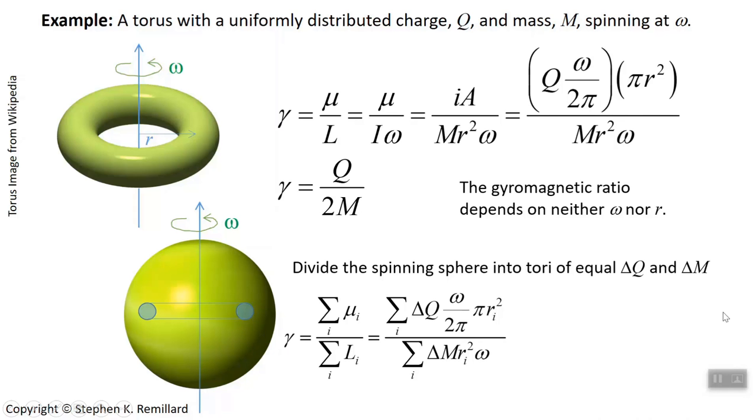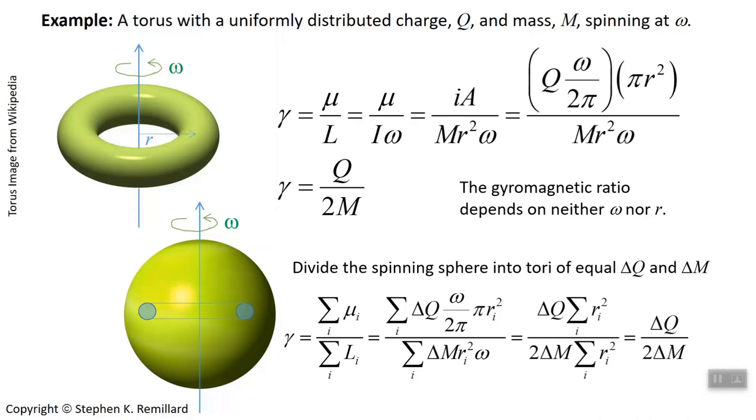And omega. There are some things you can pull out because we were careful to divide the sphere into tori of equal charge and mass. So these delta Q's and delta M's are constants. You pull those out, cancel the other constants like omega and pi. You're left with the sum of r sub i squared over all the tori. So you cancel these sums, and you're just left with the gyromagnetic ratio is the amount of charge in one individual toroid divided by twice the mass of one individual toroid.